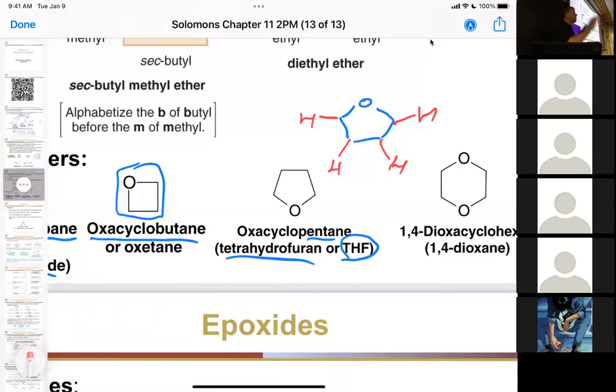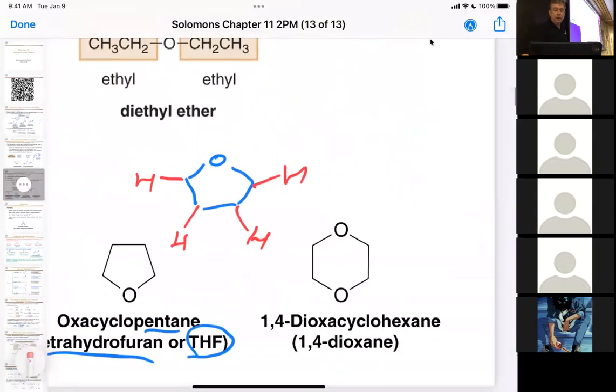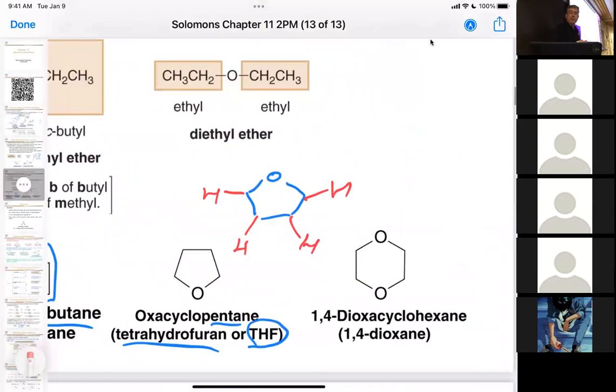And we have tetrahydrofuran, tetrahydro furan. Okay, now it's one of our polar aprotic solvents, and it's a good solvent for a lot of reactions. So we want to make sure we know that that's THF. And then we have another one here called dioxacyclohexane, meaning we have 2 oxygens in the ring. One's in the 1 position, one's in the 4 position.